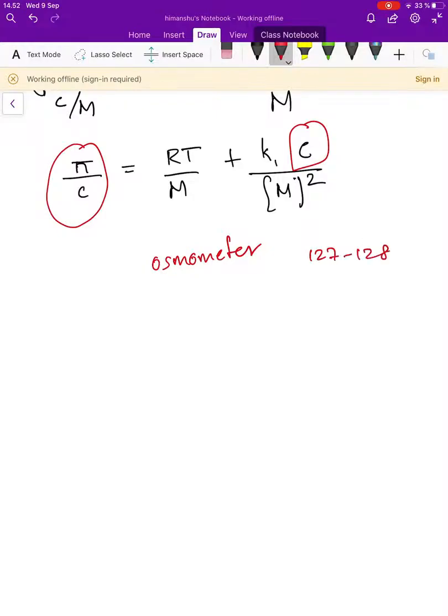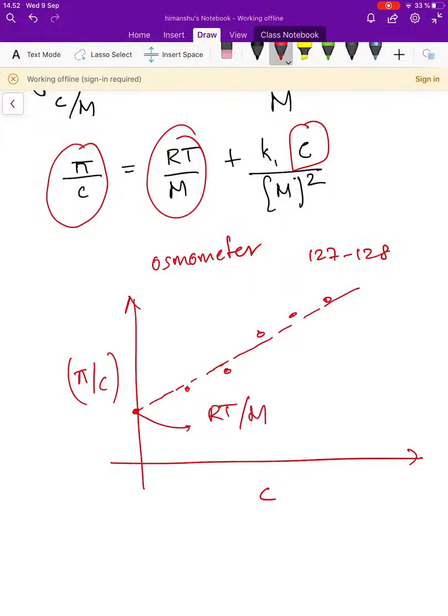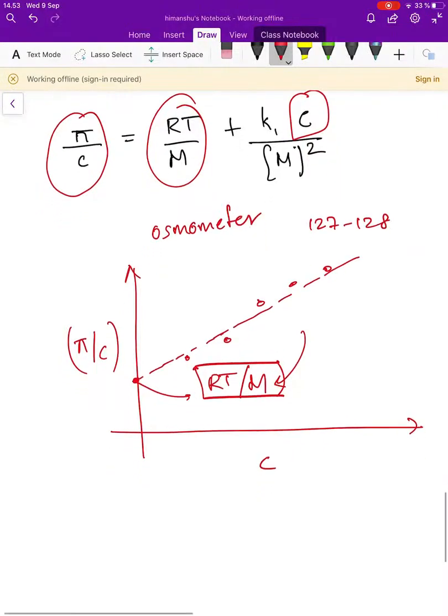So when you plot pi divided by c versus c, what you will get is a straight line. You have concentration on the x-axis and osmotic pressure divided by concentration on the y-axis, and you will probably have some points like this. And you can draw a straight line through these points. And the y-intercept, as you can clearly see in this equation here, is this value. So this value is RT by M. So you can obtain RT by M from this experiment, and from this value you can calculate the molecular weight of the protein.